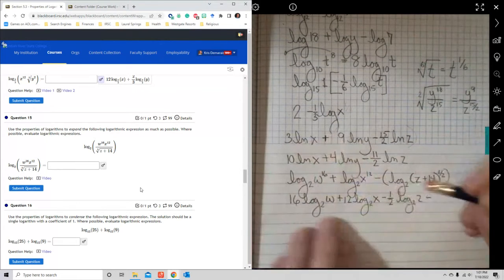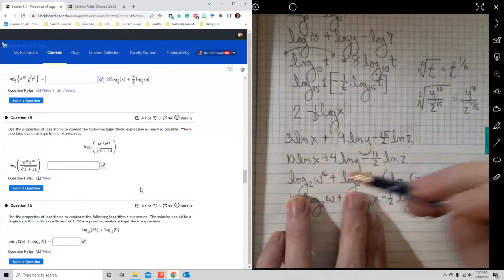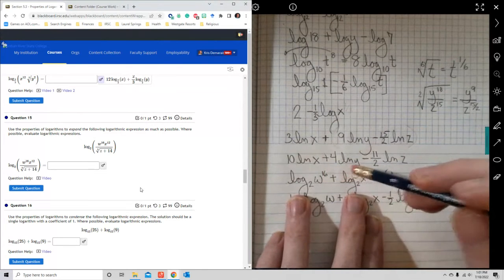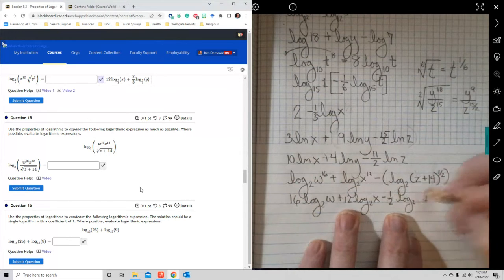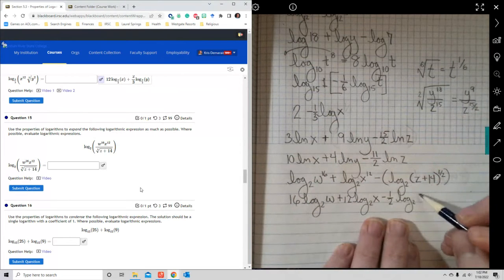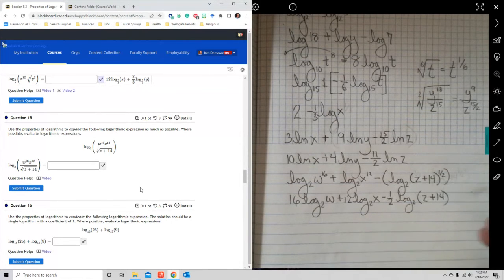Now I go ahead and do this. All of this remains the truth. But there's only one little tiny mistake, but it's a big one, and I needed to correct it. And then it becomes z plus 14. Okay, so then the 1/2 drops down.